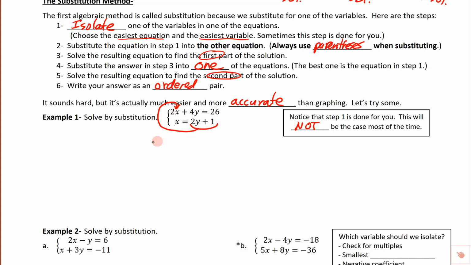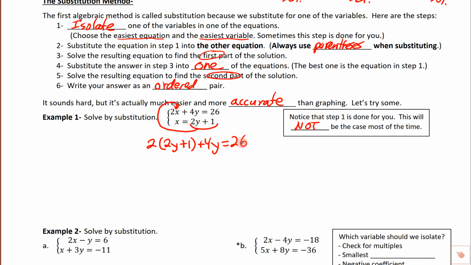So I'm going to do this in parentheses. I'm going to rewrite that first equation. So it's going to be 2, where there's an x. We're not going to put an x. We're going to put what y equals, or sorry, what x equals. It equals 2y plus 1. Then we've got the plus 4y, and then equals 26.